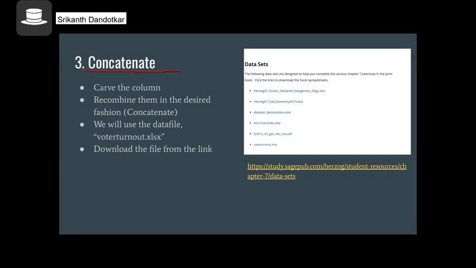Okay, so concatenate basically means to combine. So once you have a column that has lots of information in it, you do column carving to split it, right? Now you have individual units and you can combine them in a fashion you want. And by using this option in Excel called concatenate, we'll use this particular data set, the voter turnout data set, and you can see it's right here. You'll use this particular link to get to this link of data sets and then download this particular data file. Once you download it, then you move on to the next slide.